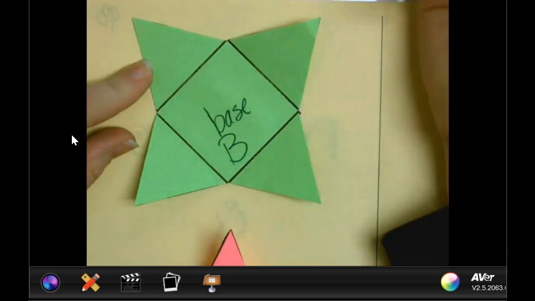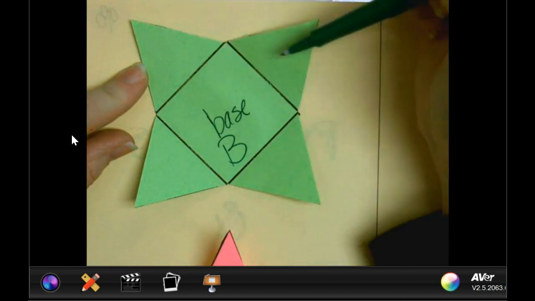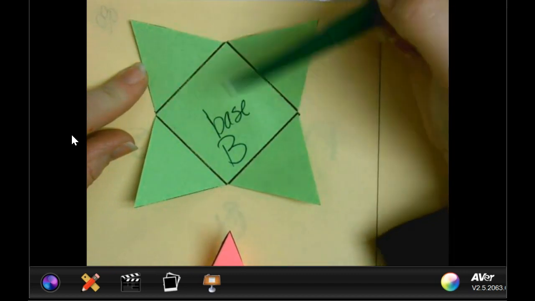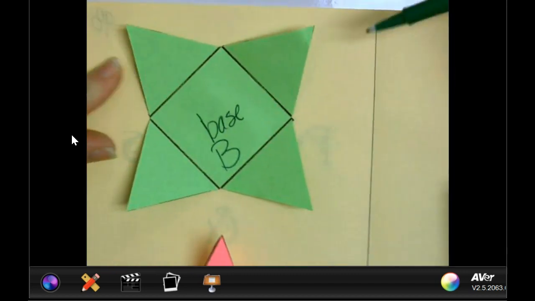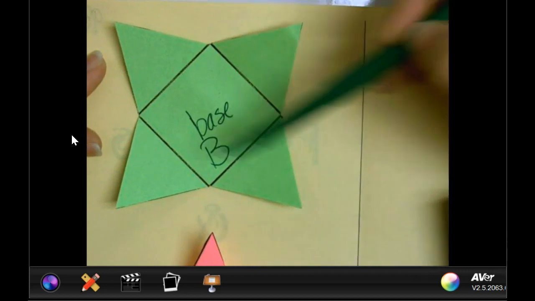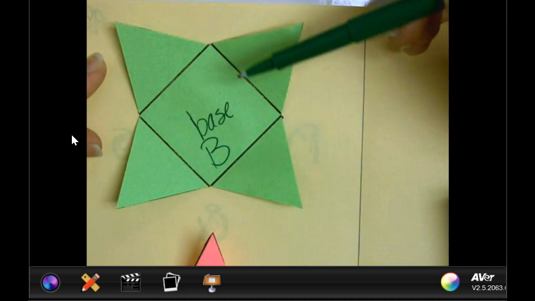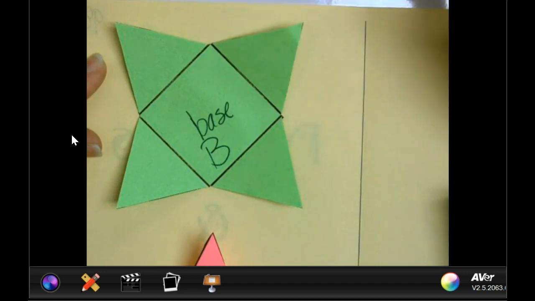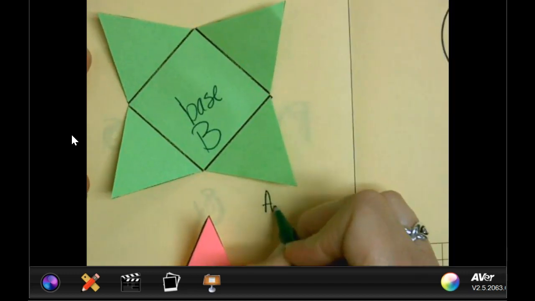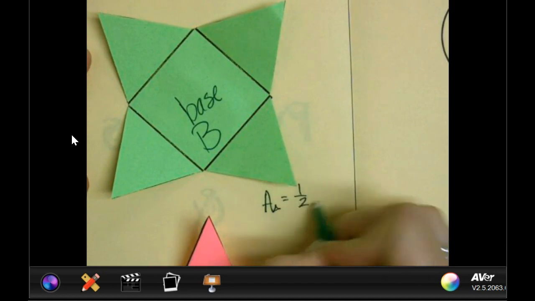So if I want to find the lateral area, the lateral area is everything but the bases. So really it's just the area of the triangles, yes? Does that make sense to you? So do you know how to find the area of a triangle? Yes. How do you find the area of a triangle? Good. It is 1/2 base times height.